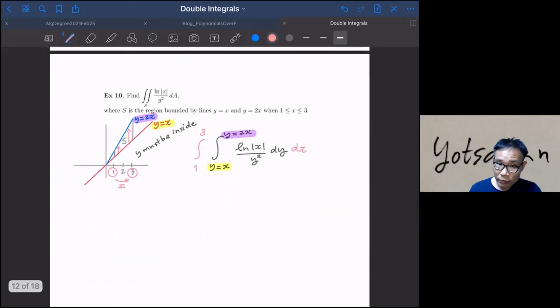Please do example 10. I will discuss this one during the recitation.